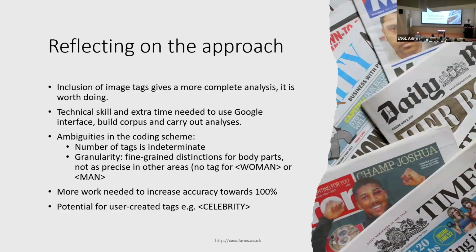So to reflect on the approach, I should note again, this was a very small scale study, only 100,000 words, 149 articles. We did conclude, though, that it was worth doing, that including these image tags gave us a complete and more sophisticated analysis, and it was fairly fast to get the tagging done. Wasn't straightforward, though, I have to admit. We had to learn how to use the Google Cloud Vision interface. I think if you've got some kind of coding skills, it's a lot easier to use that system.